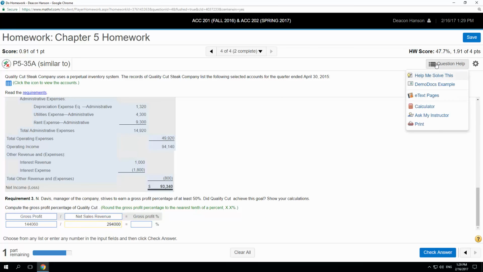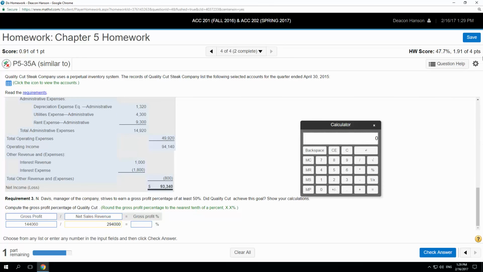So I just divide it, right? We're coming up with a percentage, 144,060 divided by 294,000. So that's 0.49. That translates into 49%. So what it's saying is that my gross profit is 49% of my net sales revenue. Can anyone express that with different language? In your own words, what does that mean?